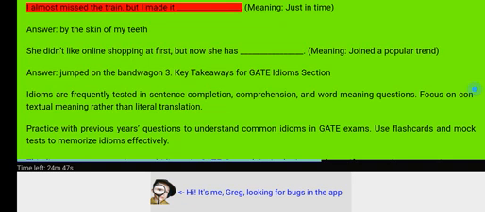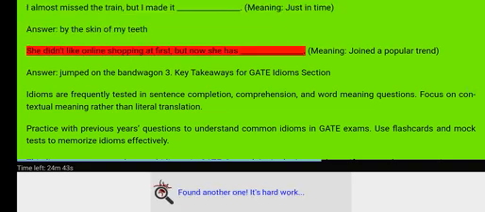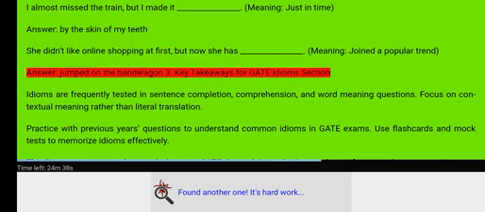I almost missed the train, but I made it blank. Meaning, just in time. Answer, by the skin of my teeth. She didn't like online shopping at first, but now she has blank. Meaning, join a popular trend. Answer, jumped on the bandwagon.